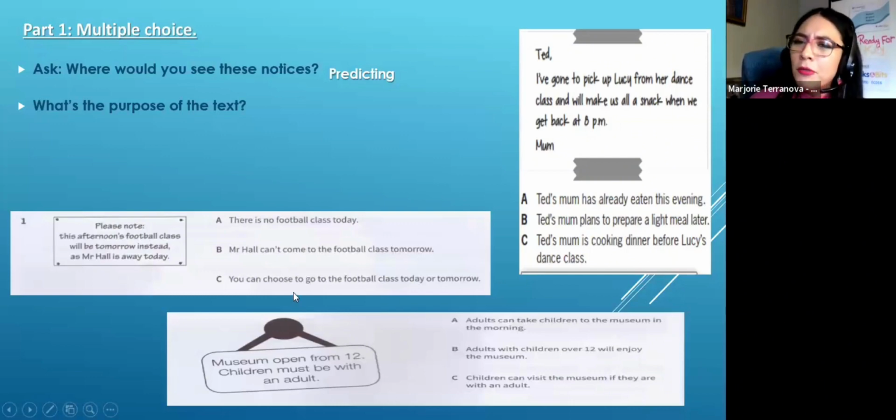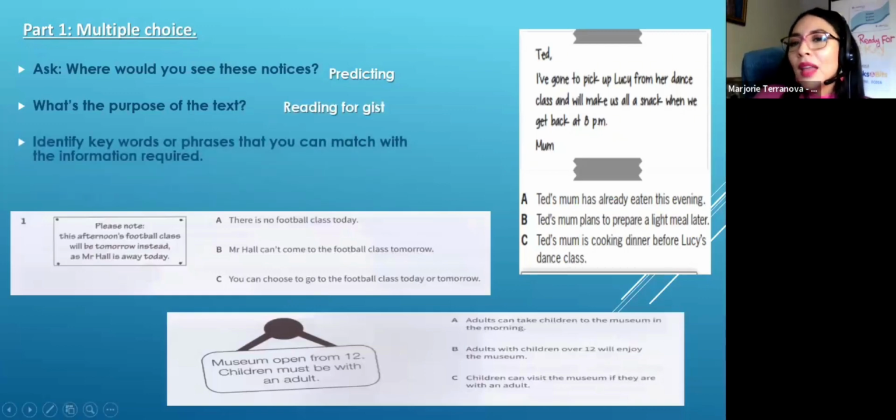What is the strategy for this? Maybe in the chat, anybody? Reading a strategy or reading technique to find the purpose or the main idea of a text. Reading for gist, okay? So the students already have an idea of the main purpose of this text. And then what happens? Well, after that, they should already have an answer. They should go directly to the options.